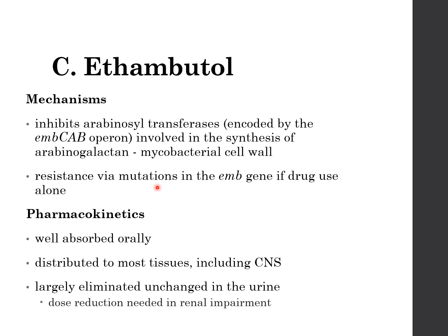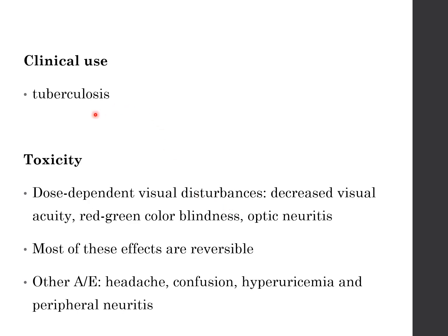Resistance is due to mutations in the EMB gene if the drug is used alone. It is absorbed well orally, distributed to most tissues, even your CNS, so it can also cross the blood-brain barrier. It is largely eliminated unchanged in the urine, thus dose reduction is needed in those patients that have renal challenges or renal impairment. So again, that is used for tuberculosis.